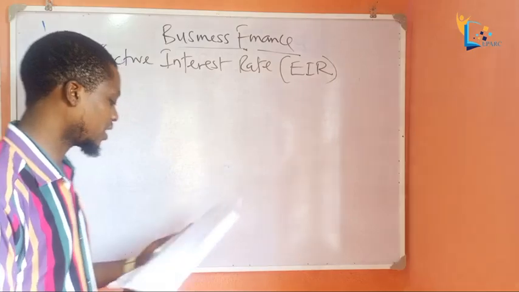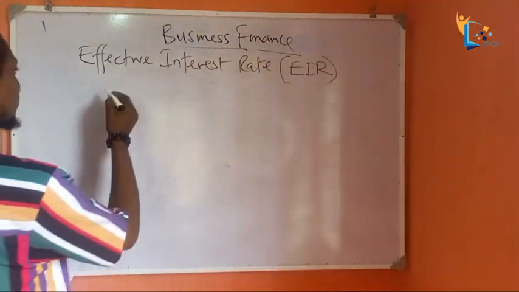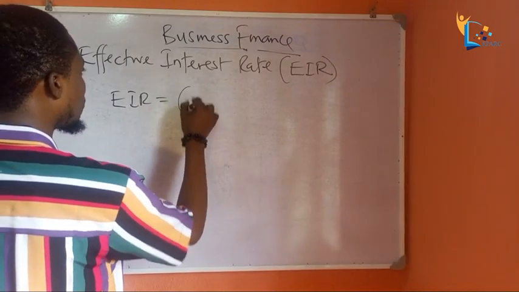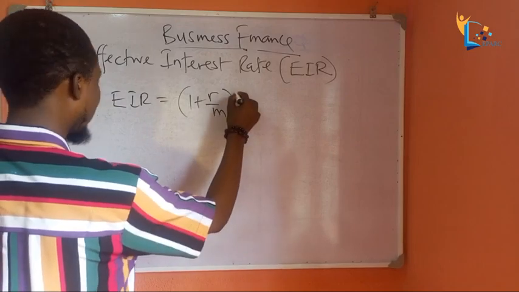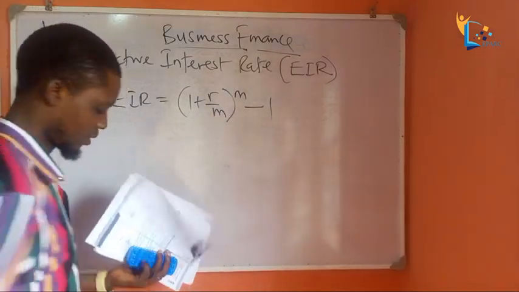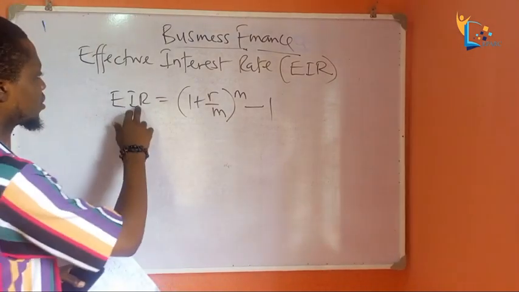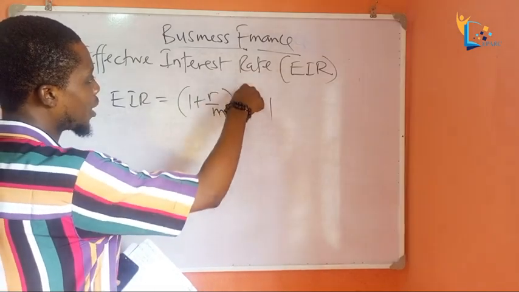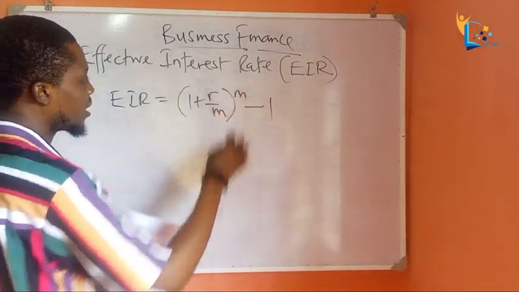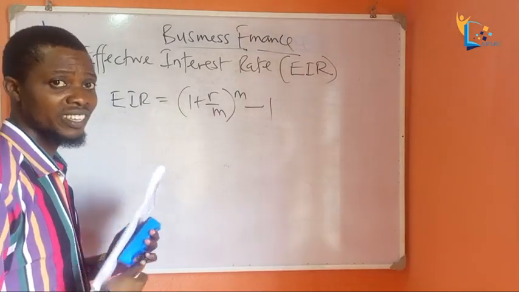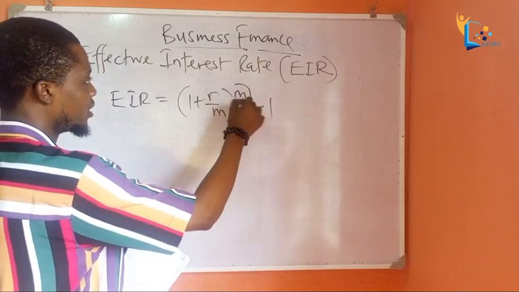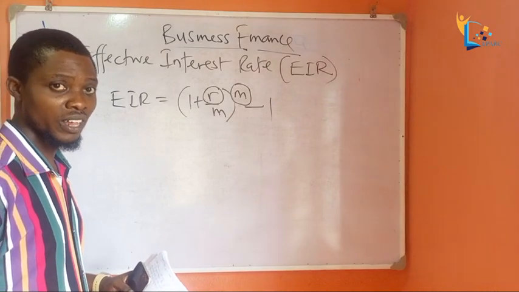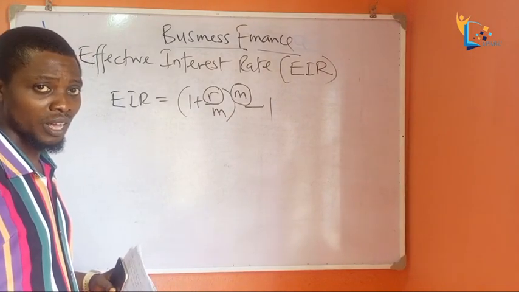Then the formula is given as: effective interest rate is equal to (1 plus R over M) raised to the power M, minus 1. This M here is the number of times it is compounded in a year, while R is the rate of interest. Are we together? Do you understand what I'm saying?